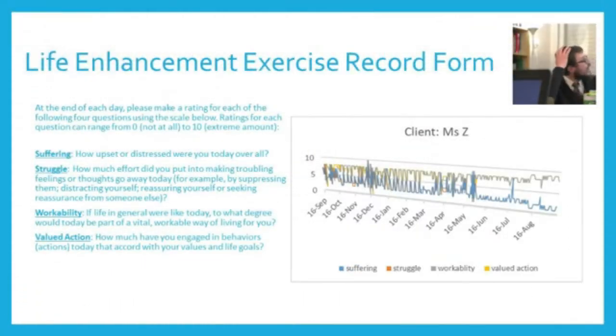All right. In terms of tracking progress, generally ACT therapists stay away from using classic clinical questionnaires. I do, I just like throwing a lot of tests at people. But a classic assessment as you're going through treatment would be the Life Enhancement Exercise Report form. Within the ACT model, what you don't want is suffering and struggle, which is very subjective, and you're wanting to work towards workability and valued action. Those are the things you want to increase.